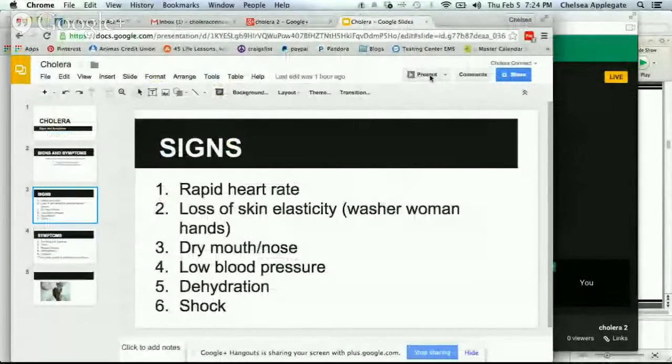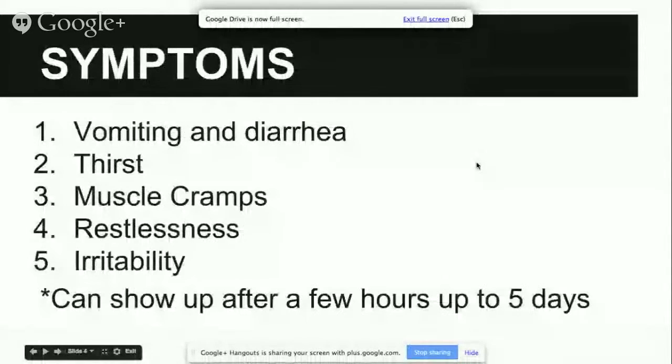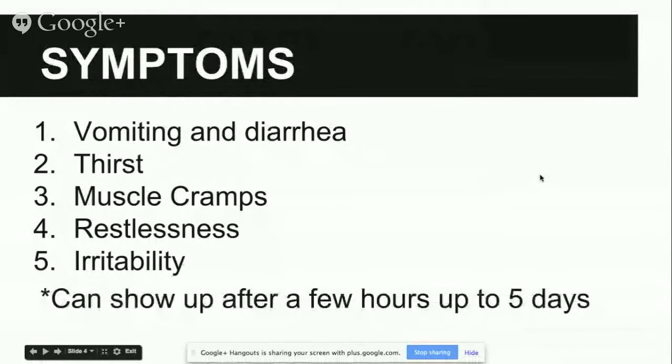Next, we'll go back to screen and we'll talk about symptoms. So symptoms are, as I said before, what the patient feels. First one is vomiting and diarrhea. Second one is thirst. Next one is muscle cramps. And the fourth one is restlessness. And the fifth one is irritability. And these symptoms can show up from a few hours after you're infected to 5 days. So it usually is around 2 to 3 days, but it can range from any of those.